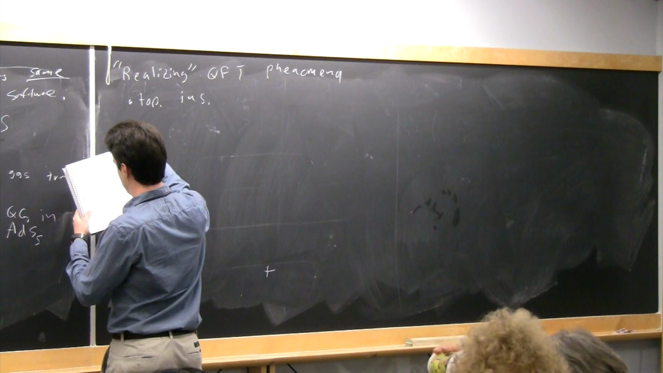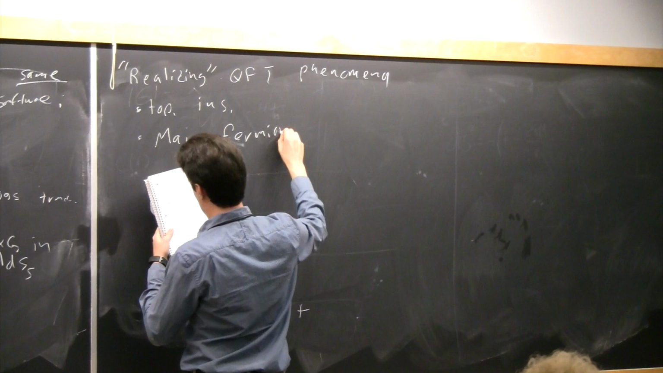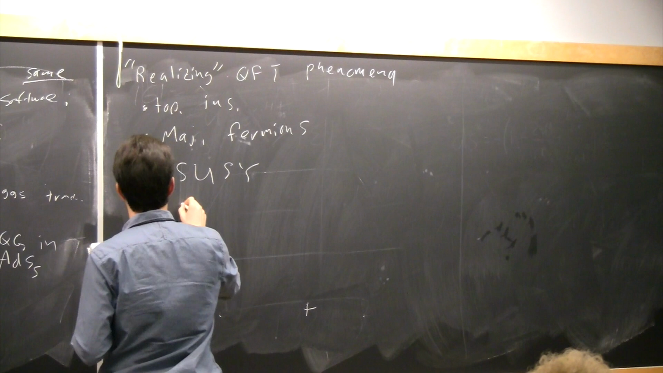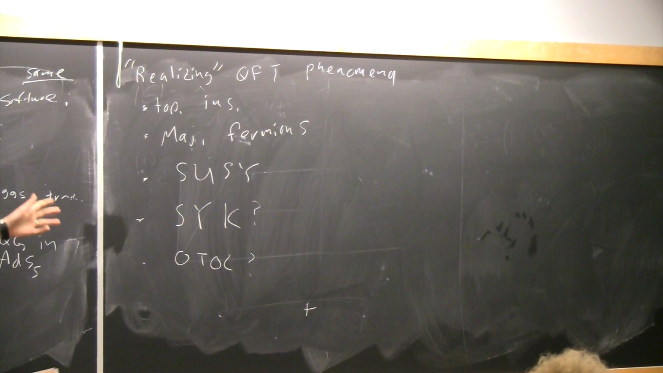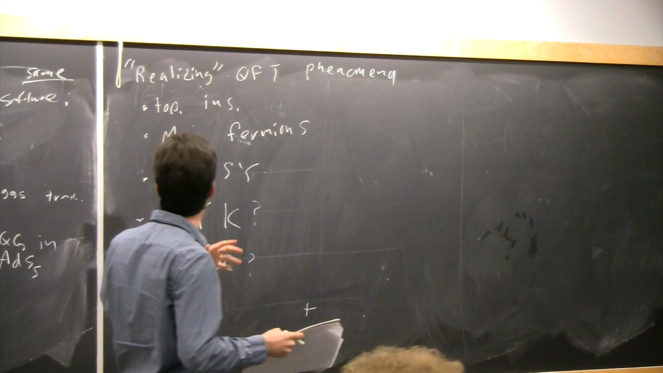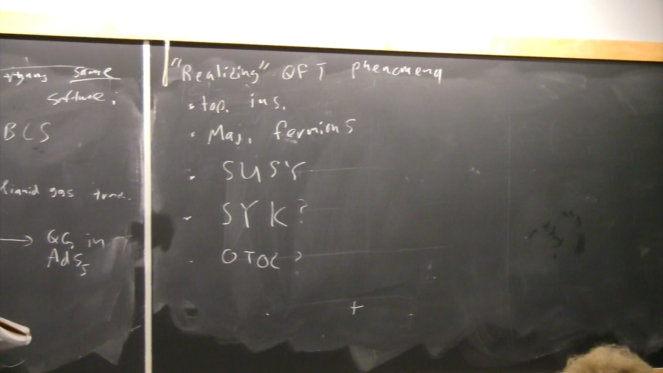Majorana fermions, supersymmetry, and then maybe more reference to this, closer to this conference, SYK maybe, out of time order correlation functions, maybe, right? These are all examples where there are ideas that people were discussing, and then people started writing papers about, oh, well, let's try to find some condensed matter system that realizes this. So what I want to ask is, why are we doing that?